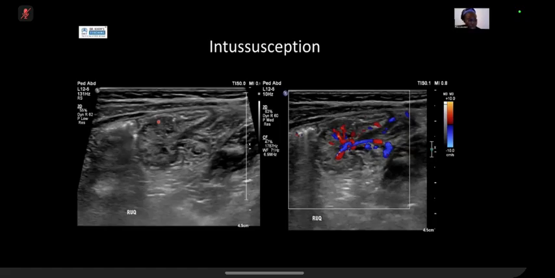So this is just the filling defect, and I've got some static images, and this child ended up having a colonic polyp. So this is the polyp seen within the cecum with increased vascularity, and that was the diagnosis, and that was their lead point.